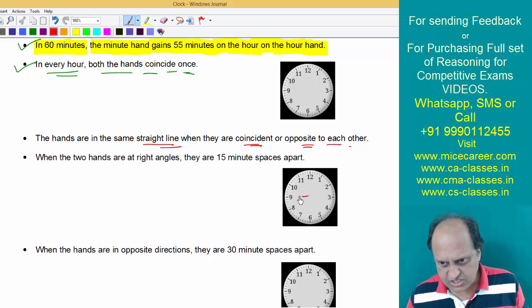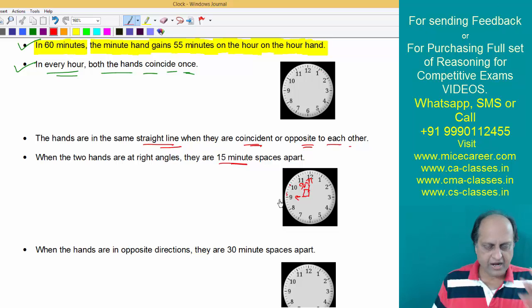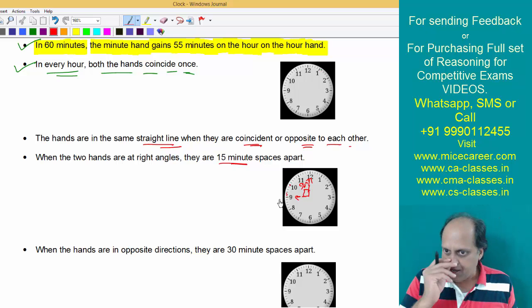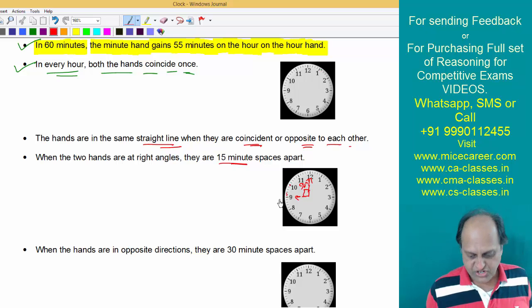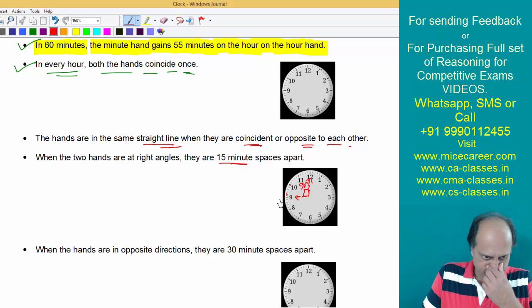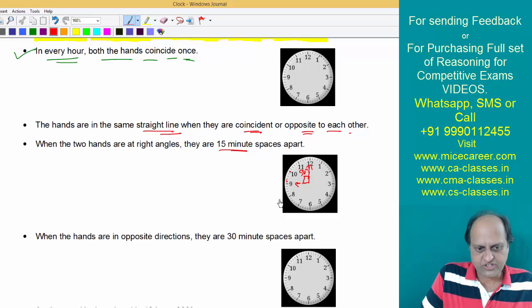Look, this is 9 o'clock. Now you can see 1 minute, 2 minute, 3 minute, 4 minute, 5 minute, and you will count and you will find that they are 15 minutes apart. When the angle between the hour hand and the minute hand is 90 degree, that is they are at right angle to each other, then it means there exist 15 minute spaces between them.